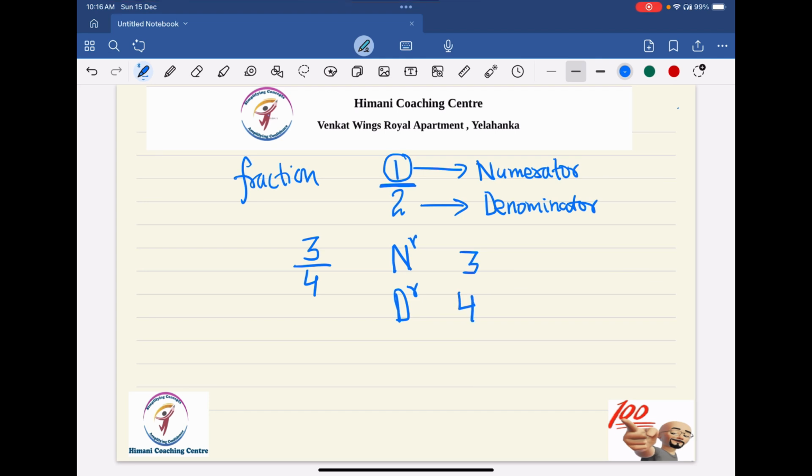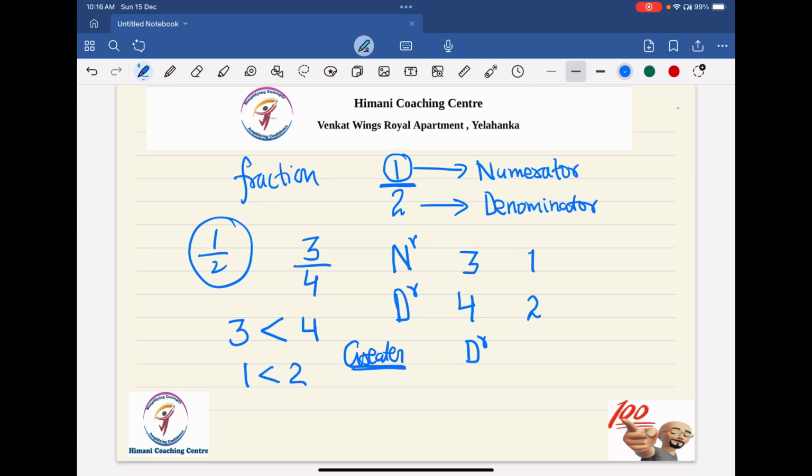Also, observe one thing. If I give you 3 and 4 and ask which one is greater, we see that 4 is greater than 3, correct? So we find that the denominator is greater. Between numerator and denominator, which is greater? I am writing denominator. For 1 by 2, we know the numerator is 1 and the denominator is 2. We find that even here the denominator is greater than the numerator.